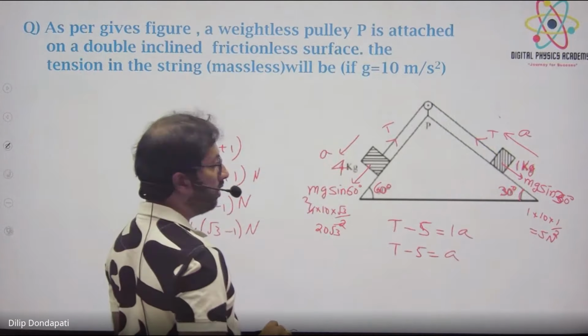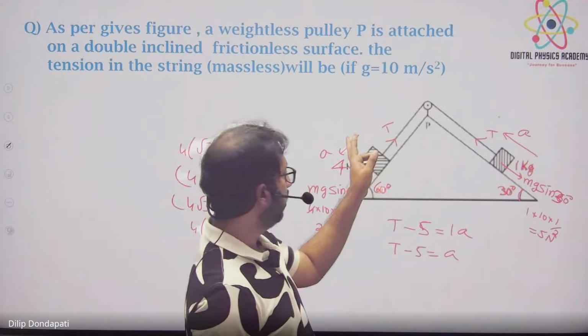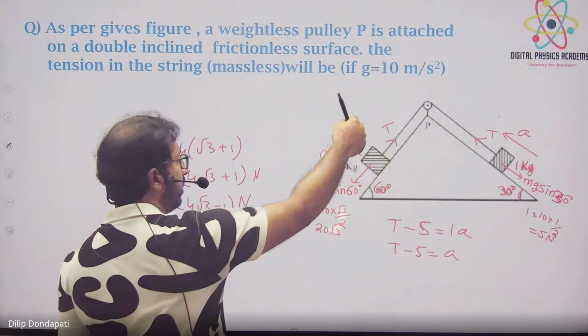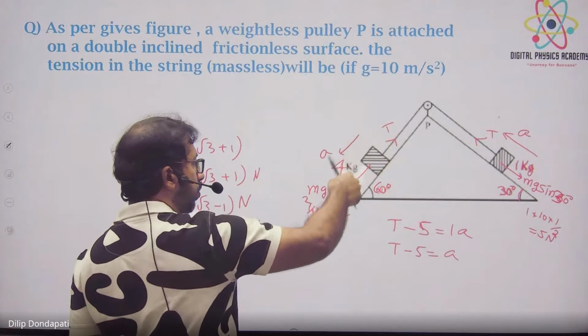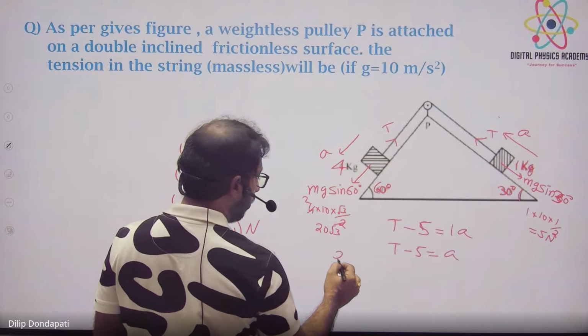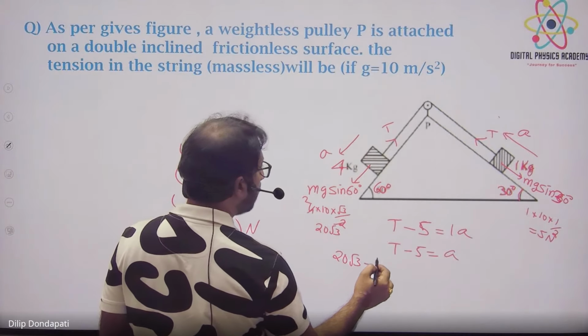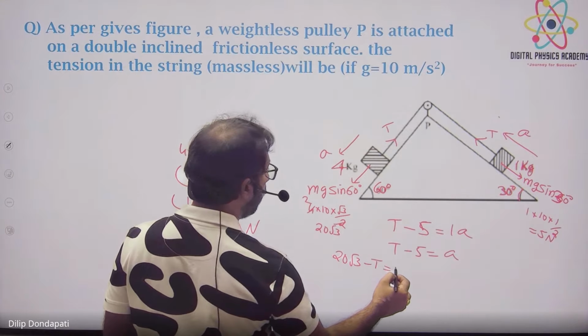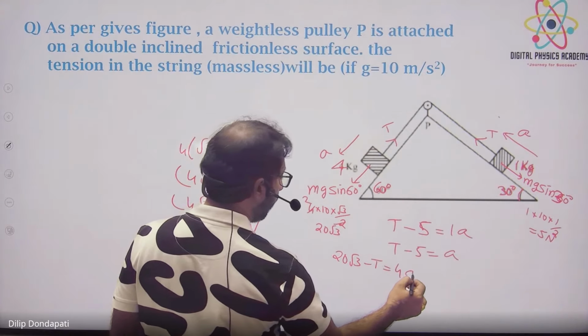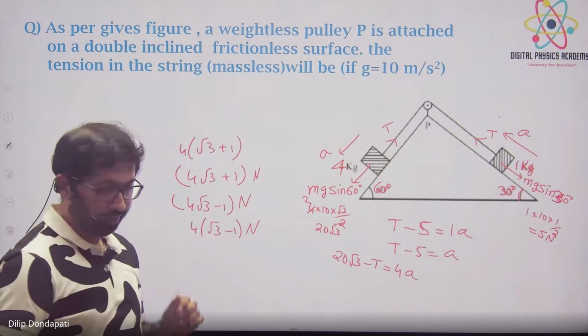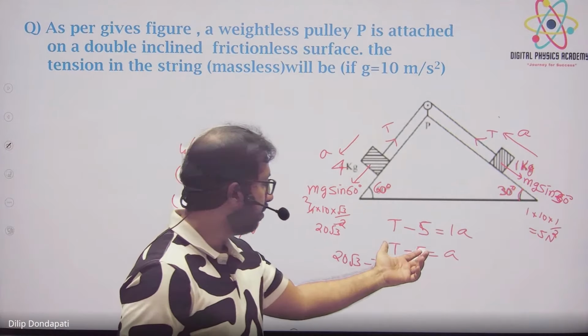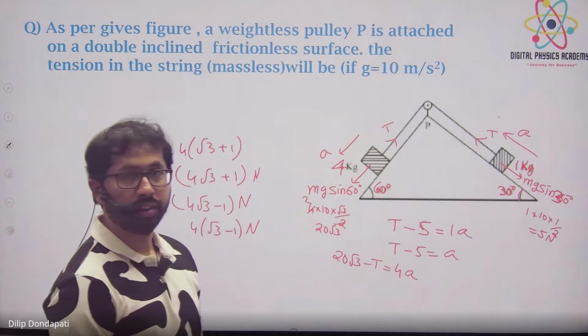So T minus 5 is equal to a. ठीक है, नेक्स्ट ये वाला इसका देखो एक्सेलरेशन डायरेक्शन में यू टेक एज पॉजिटिव. सो व्हाट इज द फोर्स एक्टिंग हियर? 20 root 3. सो 20 root 3 minus T is equal to ma, 4 into a. नाउ सॉल्व एंड फाइंड टेंशन. a की जगह में सब्स्टिट्यूट दिस वन हो जाएगा.